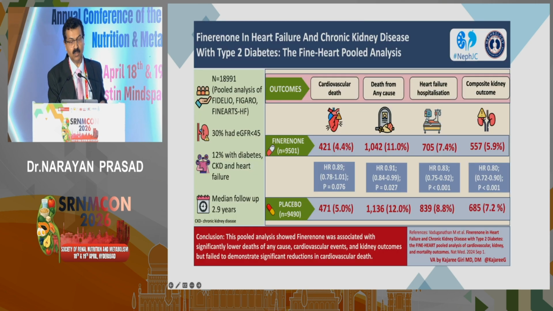Finerenone in heart failure and chronic kidney disease patients. When you have heart failure and chronic kidney disease, finerenone versus placebo, what you can see, death from any cause, heart failure requiring hospitalization, and composite kidney outcome were extremely good with finerenone as compared to placebo. Only cardiovascular death was not significant because most of these patients had heart failure at baseline.